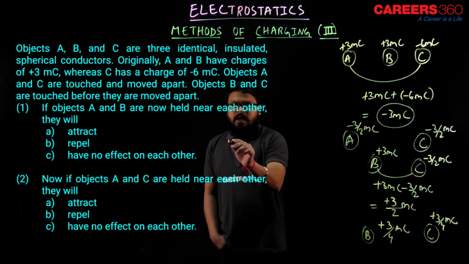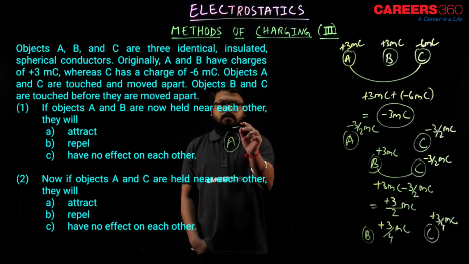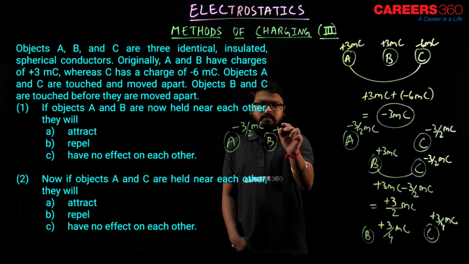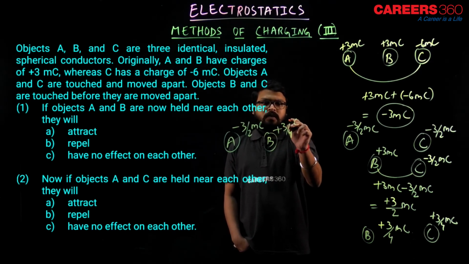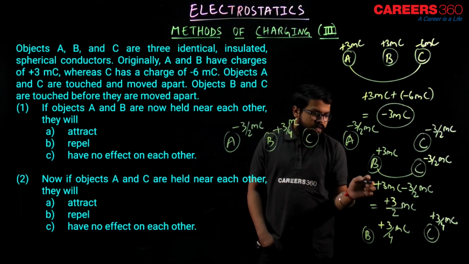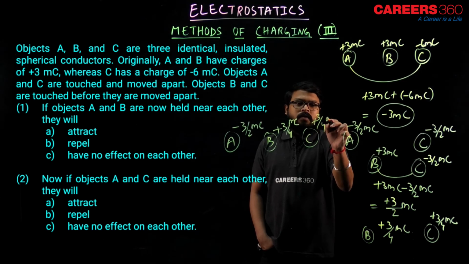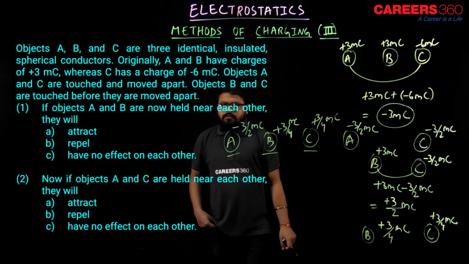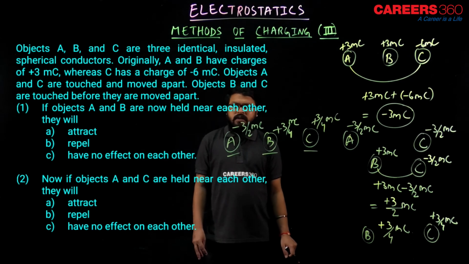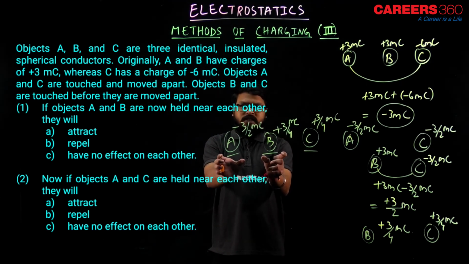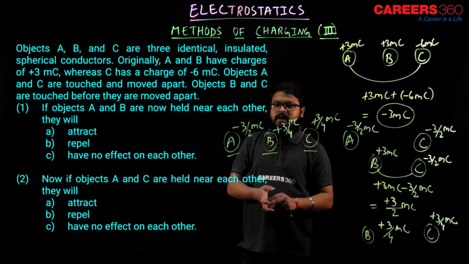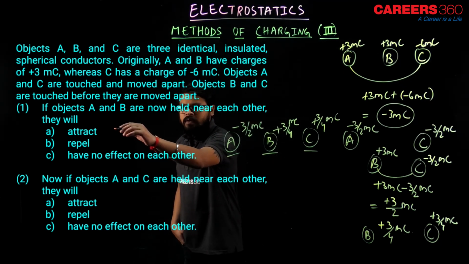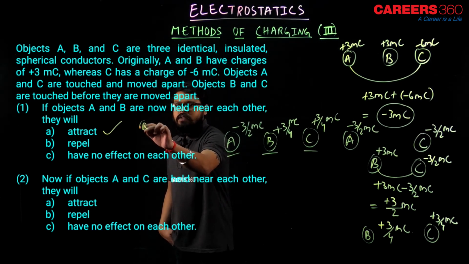So now what can we write? A has minus 3 by 2 millicoulomb, B has plus 3 by 4 millicoulomb, and C has plus 3 by 4 millicoulomb, right? Now let's see the questions. Question 1. If objects A and B are now held near each other, they will attract, repel, or have no effect on each other. A and B, as you can see, are negative and positive. Of course the charge is different, minus 3 by 2 and plus 3 by 4, but they are opposite in nature. So they will attract. So for question number 1, option A is correct.